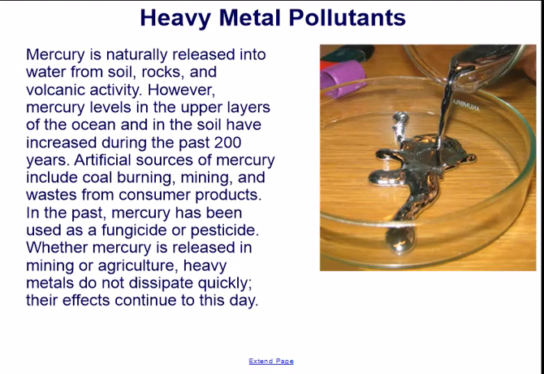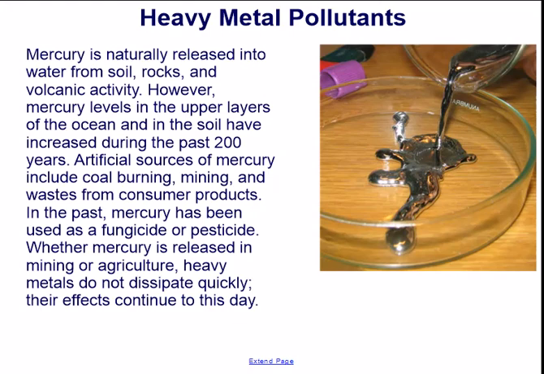Heavy metal pollutants. Mercury is naturally released into water from soil, rocks, and volcanic activity. However, mercury levels in the upper layers of the ocean and the soil have increased during the past 200 years. Artificial sources of mercury include coal burning, mining, and waste from consumer products.